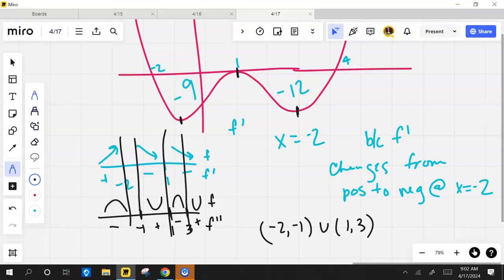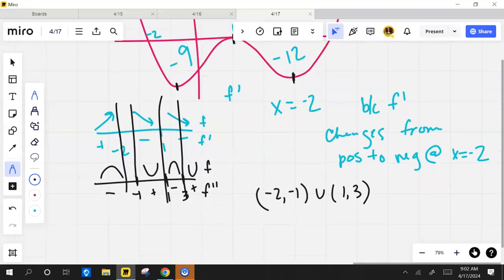One point for the intervals, and then your reasons. And here's where it's really important. Make sure that you use F prime to describe, to justify. So because F prime is decreasing and negative on these intervals.